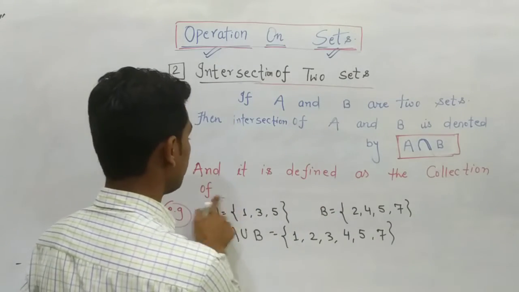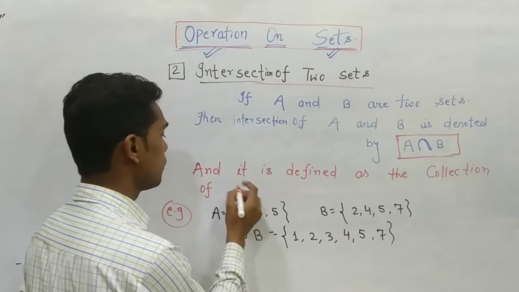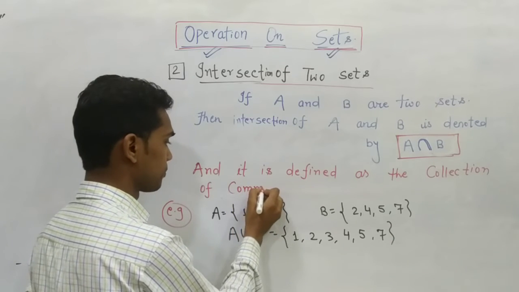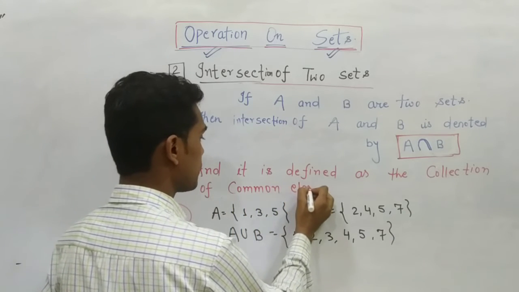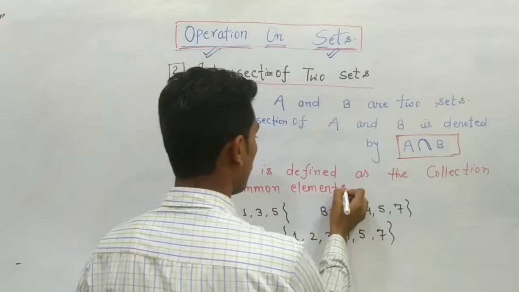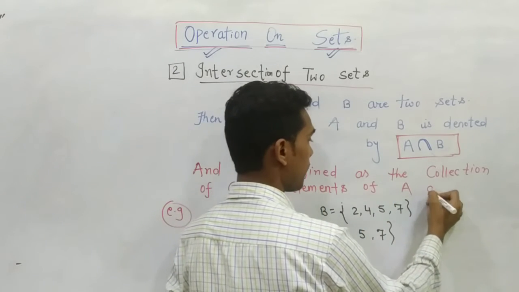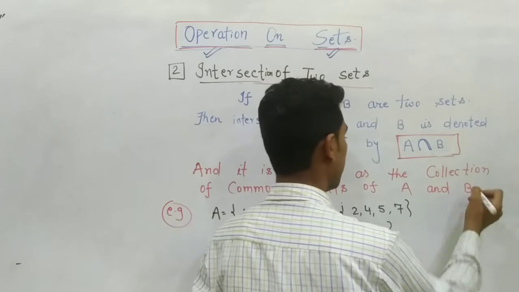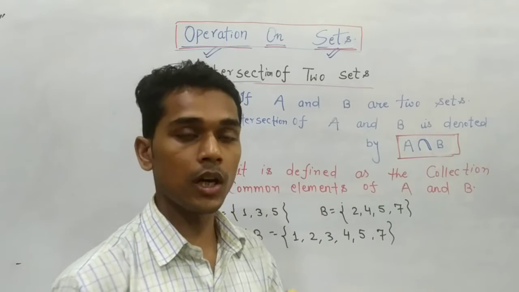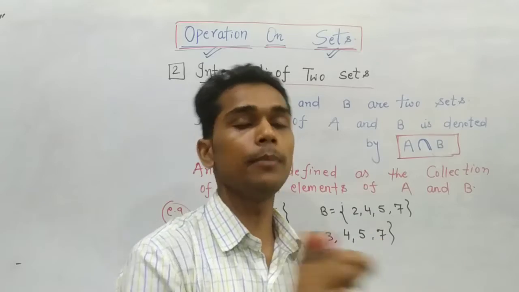And it is defined as the collection of common elements of A and B. It means those elements which are present in A and B both.